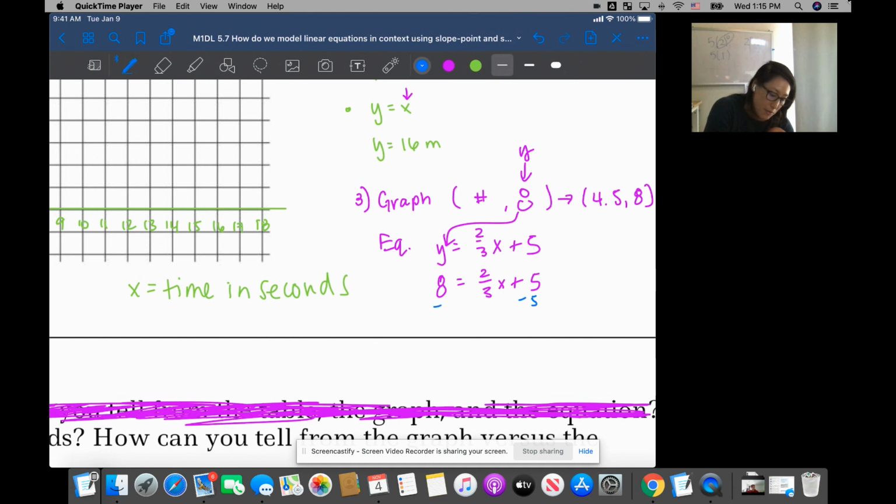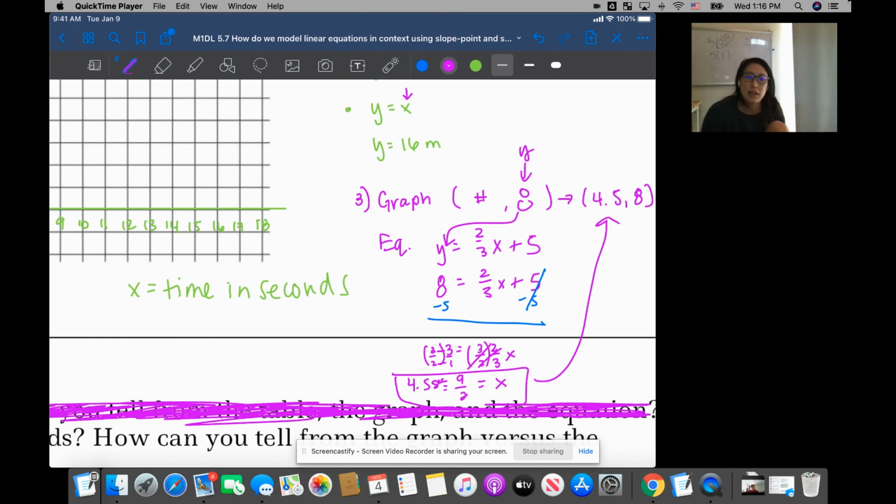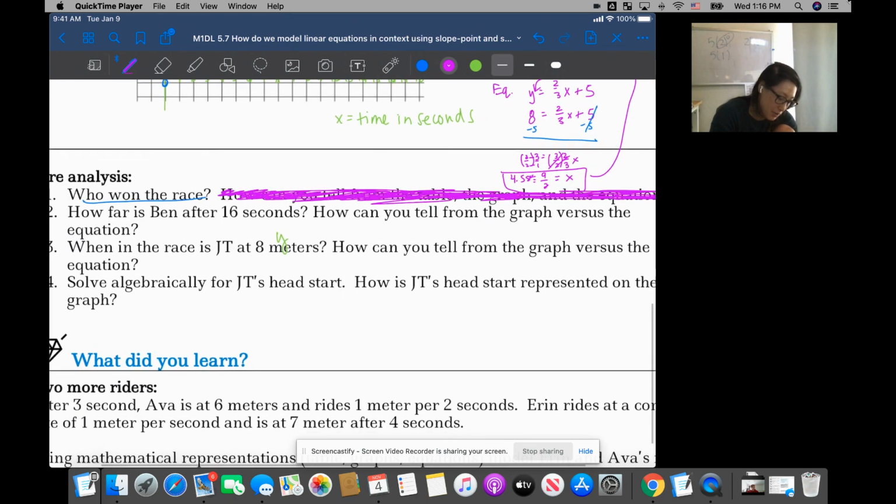So undo the plus 5 by subtracting. I get 3 is equal to 2/3 x. Multiply by 3/2 to undo the multiplication. So I get 1x is equal to 9 over 2. 3 times 3 is 9. 2 times 1 is 2. So that's 4.5. Oh, isn't that the time that matches where I saw it on the graph? The point on the graph? Yay! Okay. All right, last one.